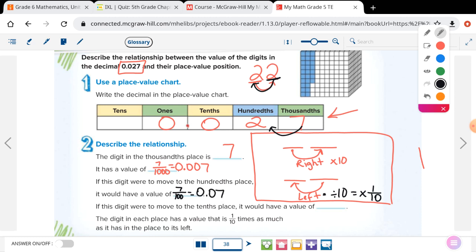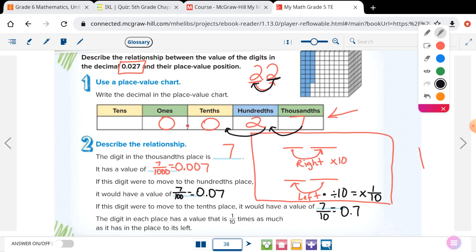0.07. If the digit were to move to the tenths place, so we're taking that 7 from the hundredth and moving it here, what would its value be? Colby? 7/10. Michaela, how do I write that as a decimal? 0.7.